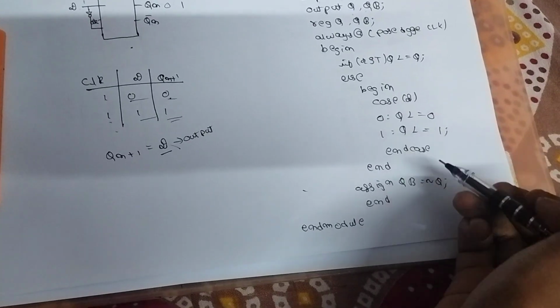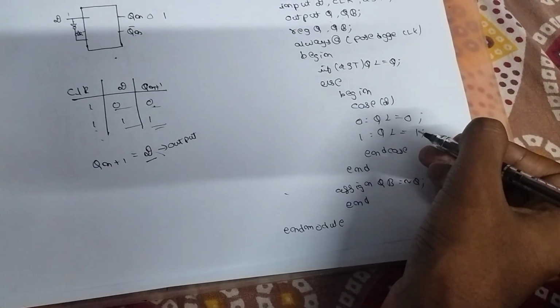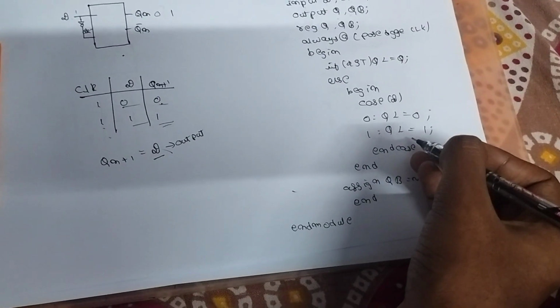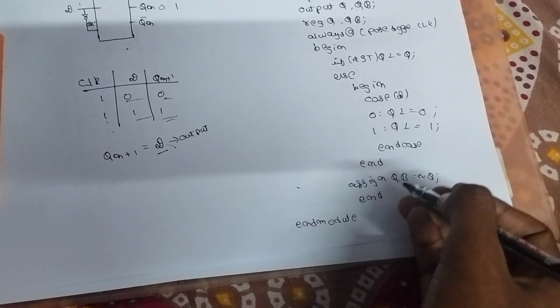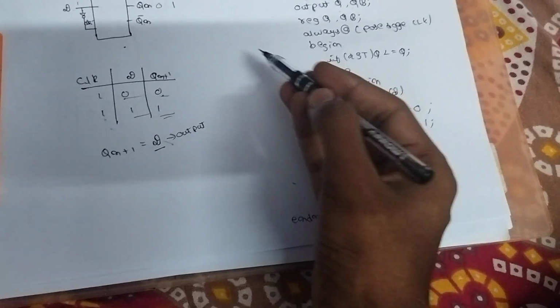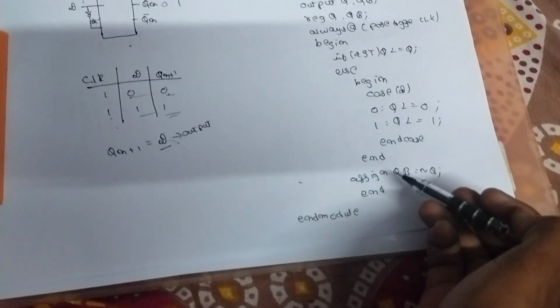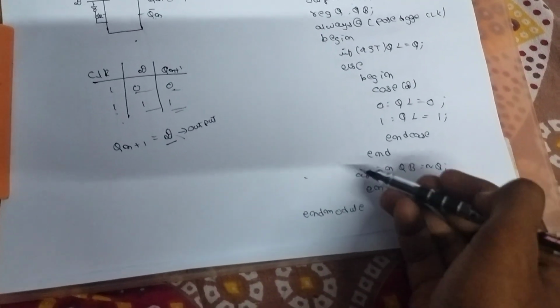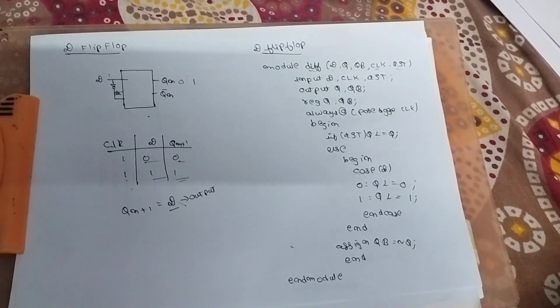So here we have declared it the same way. If D is 0, then the Qn plus 1 value is 0. If D is 1, then the Qn plus 1 value is 1. Then this case will be ended here and this begin will be ended here. Assign QB equal to not Q, then endmodule. So this is the program for the D flip-flop.